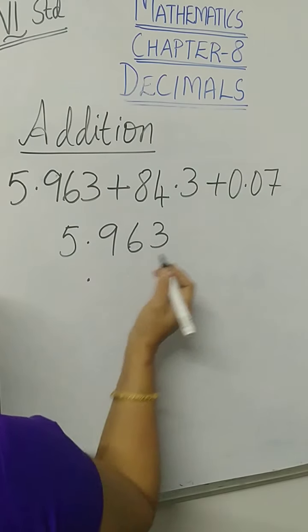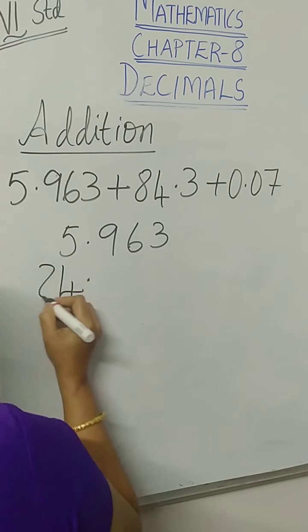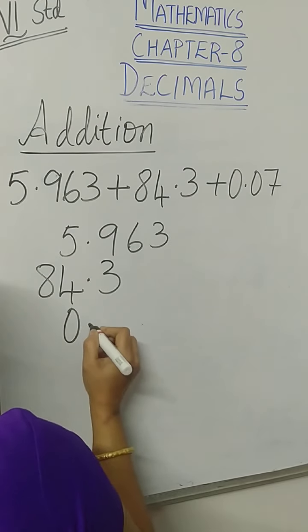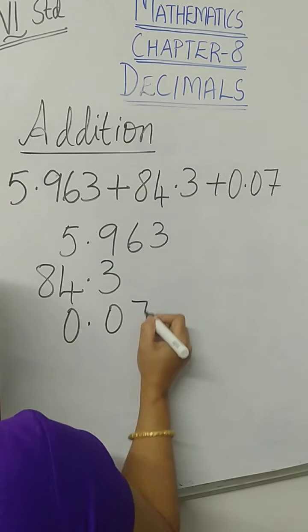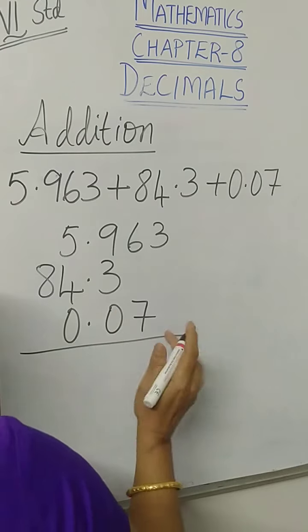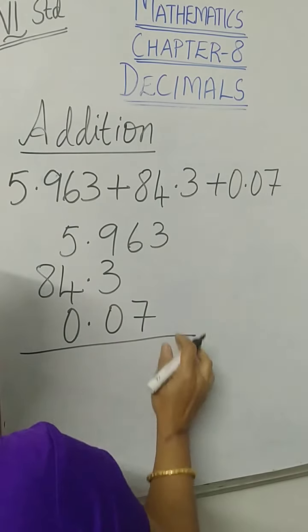You first write the decimal there so that you will understand better. Write the numbers which are before the decimal like this. After the decimal, the next one is 0.07. Wherever there are missing numbers, leave it as it is. If you want, you can fill it with 0 also. I am not going to fill it.